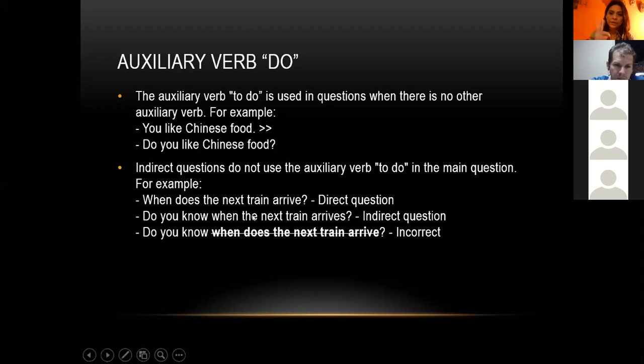Ese es el juego que tengo que hacer. Si con el verbo be lo paso al final, con los presentes y pasados, omito el auxiliar y el verbo recibe el cambio, ¿ya?